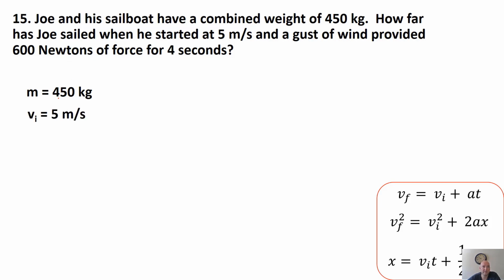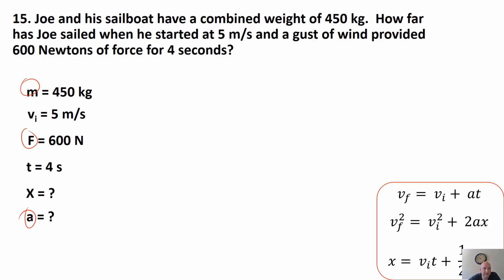We got the mass of the sailboat, 450 kilograms. He started at 5 meters per second, so this is not one of the problems where he started from rest. We have a force of 600 newtons. This is going to be provided for 4 seconds. We're trying to find out how much further he is. And so we take a look. We got mass, we got force.